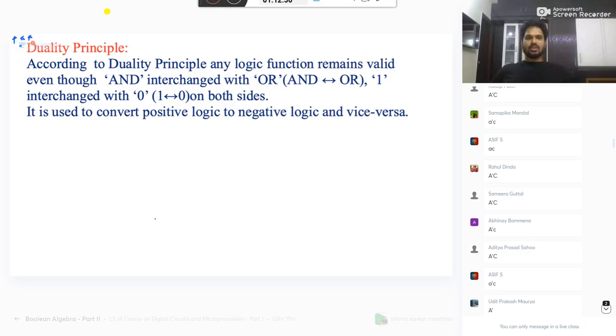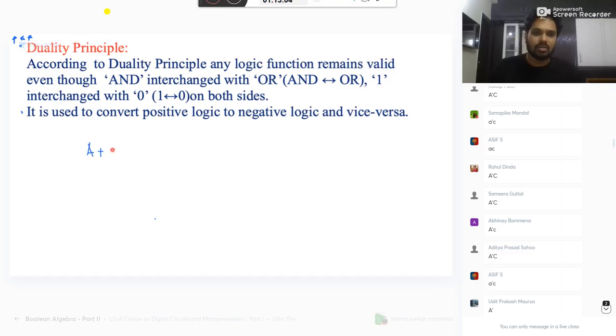So now let's start the duality principle. According to the duality principle, any logic function remains valid even though AND is interchanged with OR, that is AND and OR are exchanged with each other, and 1 interchanged with 0, that is 1 and 0 are exchanged on both sides. It is used to convert positive logic into negative logic and vice versa. What is the meaning of it? I will come back. Okay, I will prove it. First, let me prove this condition.